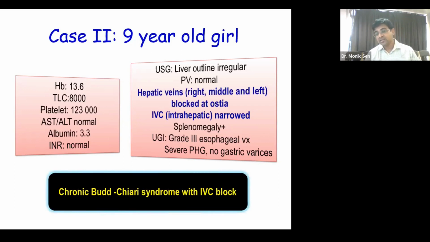The back veins suggest that the lumbar veins are trying to bypass that block and enter the systemic circulation through the surface veins over the back. Right? So this is Budd-Chiari syndrome.